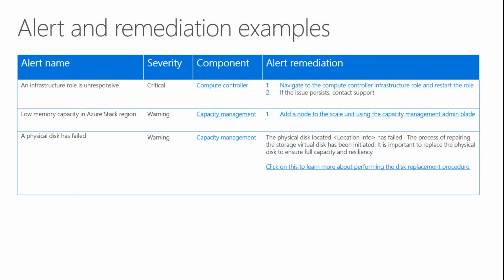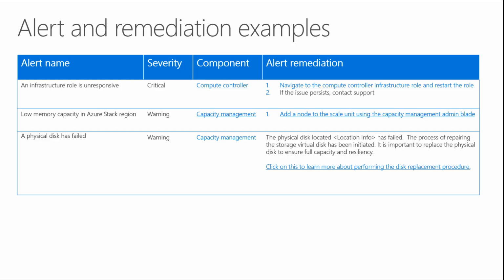So some examples of alert and remediation. An infrastructure role is unresponsive, severity critical, so it tells you what the component is. And here's an example of alert remediation. It actually tells you what to do. Navigate to the compute controller infrastructure role and restart the role. And there's a link that is provided with that. If the issue persists, because we may have to get under the hood of the car, then you contact support.